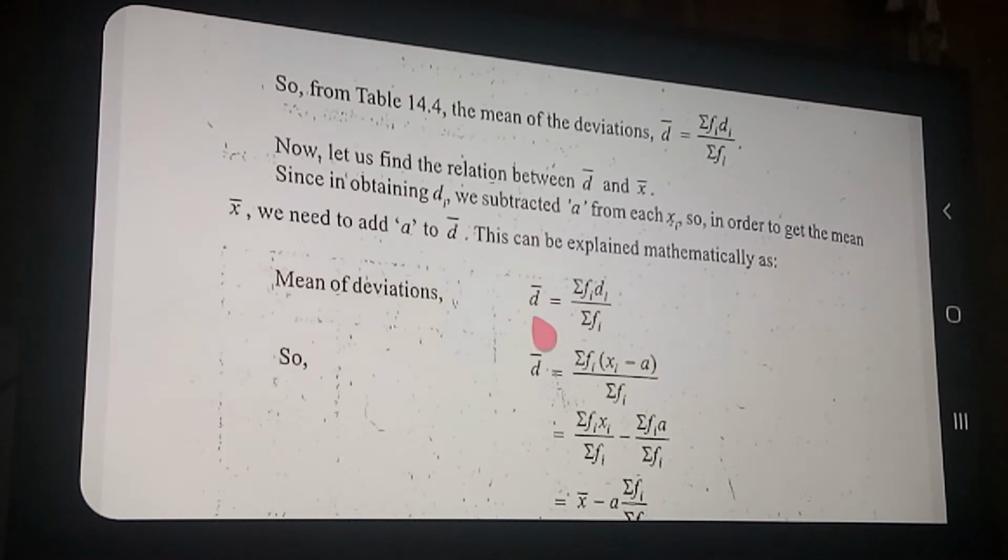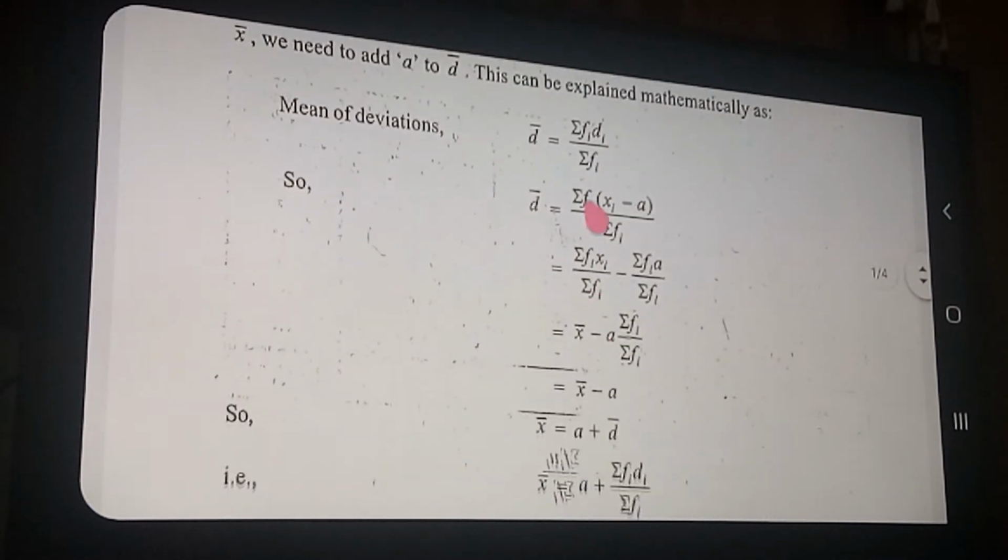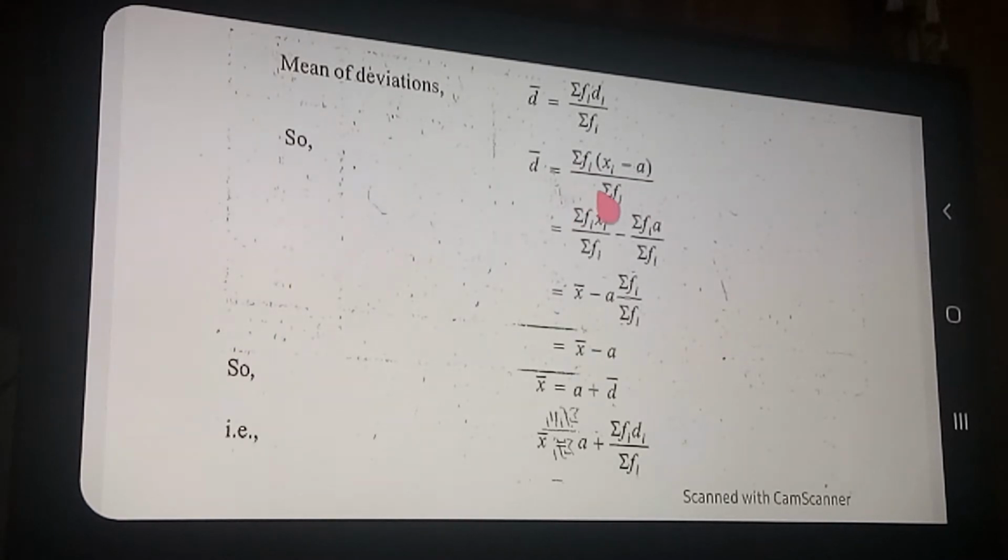So listen here. D bar is equal to sigma fi di by sigma fi. Then D bar is equal to sigma fi, and what is the value of di? You have taken xi minus a, divided by sigma fi. That means now you open the bracket here. Listen properly, then you will understand. Sigma fi xi divided by sigma fi taken together, and here this minus sign, so minus the next one, sigma fi into a, so sigma fi a divided by sigma fi.